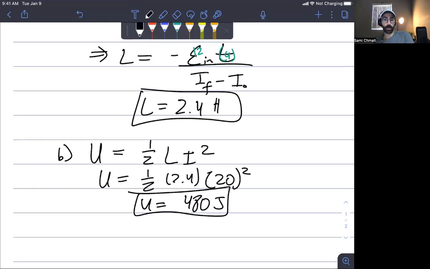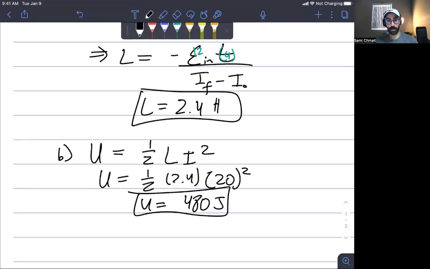In question 2, we have a coil that's connected to a 12-volt battery. After 0.2 seconds, the current through the coil is 50 milliamps. After 10 seconds, it's 0.3 amps. We want to determine the time constant, that's that tau value. We want to determine the resistance. And we want to determine the current after 0.5 seconds.